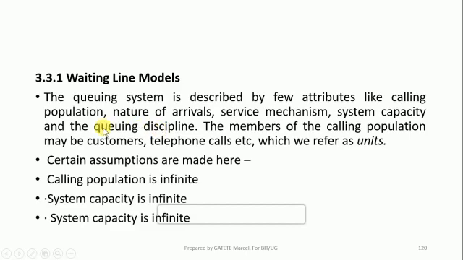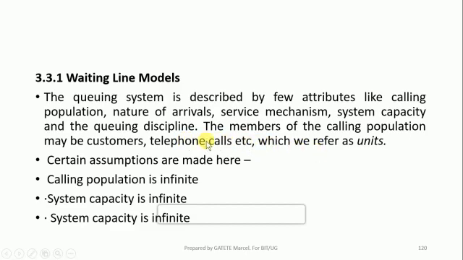How customers will go into the queue, into the line. How will they be sitting in the line? You have to specify all of this. The member of the calling population may be a customer, yes, people. This may also be telephone calls. This is a customer also, because when you are calling, you are waiting for the service.